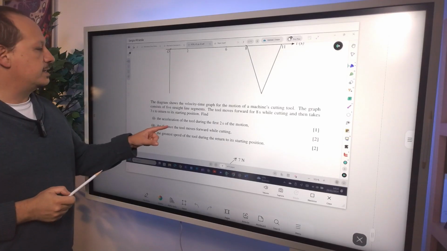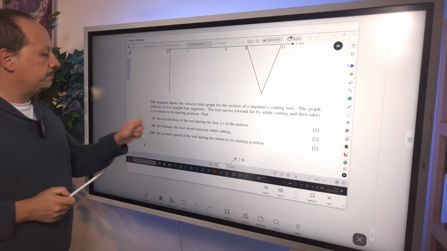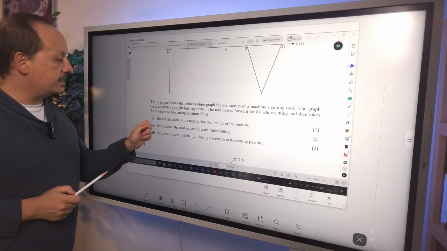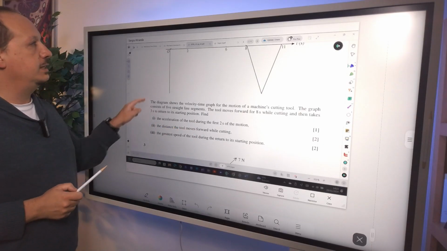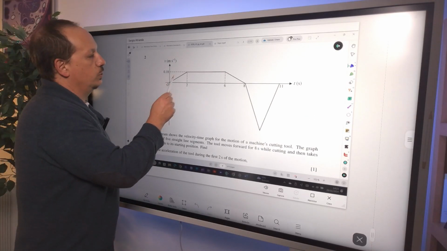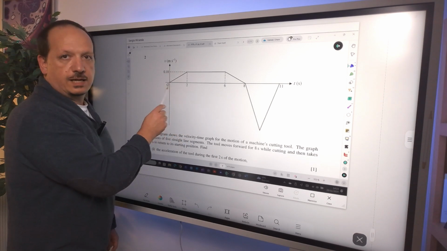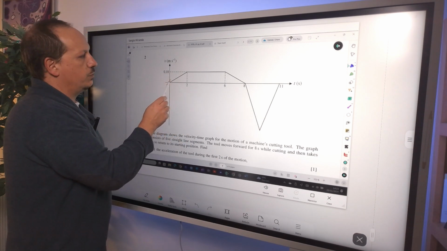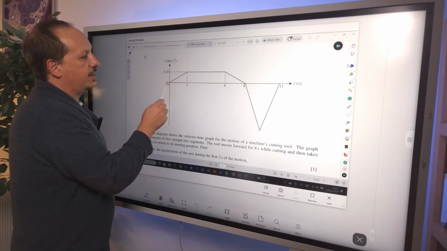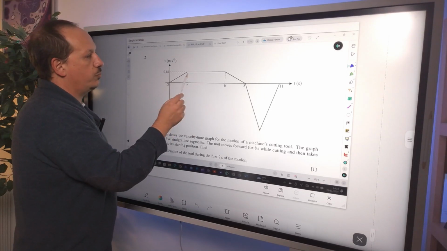Then you wanted the distance the tool moves forward while cutting. So the tool is moving forward on the first 8 seconds of motion. So you need this area over here. What is this shape? This is a trapezium.